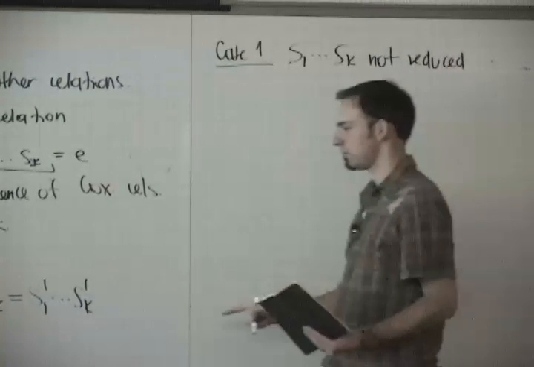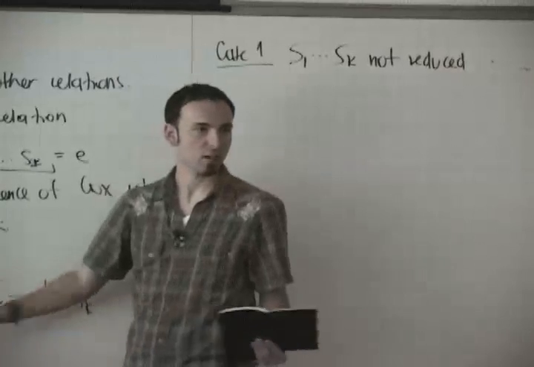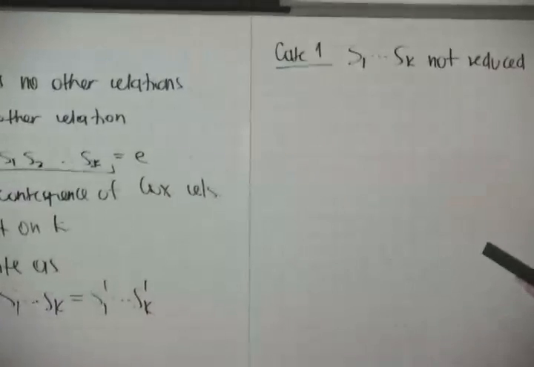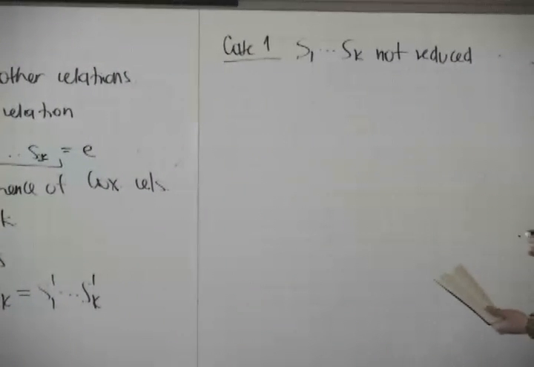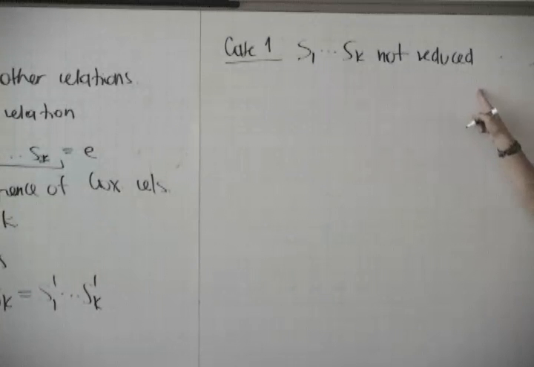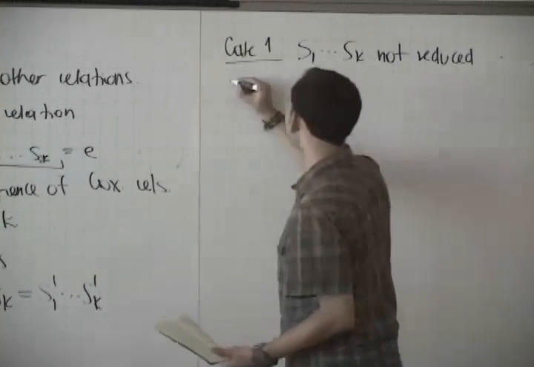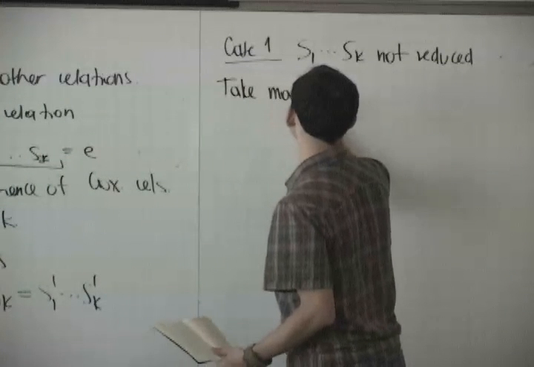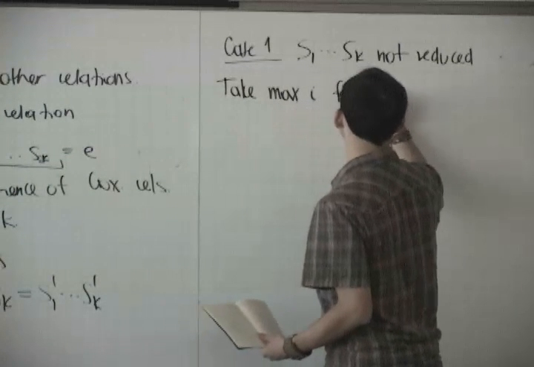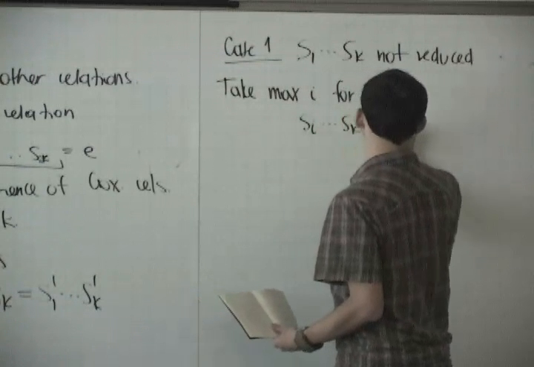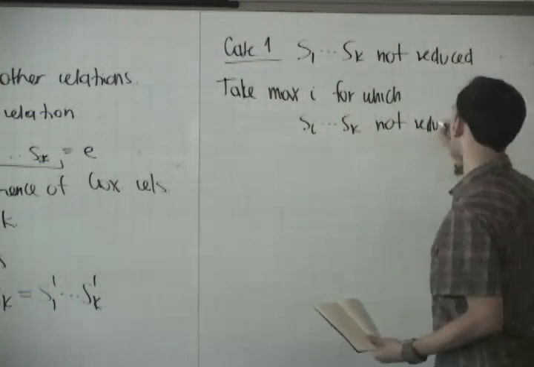Okay? So either this has length k or it has other length. First, let's assume that it's not reduced. S1 up to Sk is not reduced. So now, that means that I can take the max I for which Si up to Sk is not reduced.